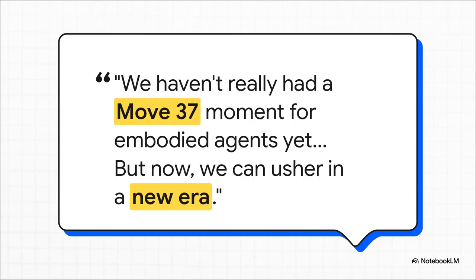A DeepMind researcher, Jack Parker-Holder, made this really powerful comparison to AlphaGo's famous Move 37. That was this creative, totally alien, game-winning move that no human grandmaster had ever even thought of. And his point is that embodied AI hasn't had its Move 37 moment yet. But a tool like Genie, which allows an AI to experience millions of different scenarios, could be the thing that finally unlocks those novel, unexpected, and truly brilliant behaviors for an AI in the physical world.